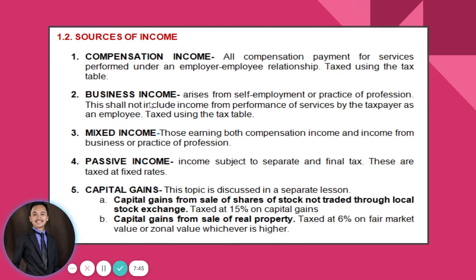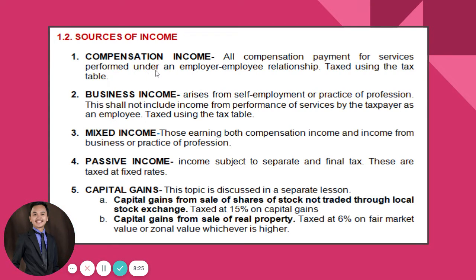We also have business income. So business income arises from self-employment or practice of profession. This shall not include income from performance of services by the taxpayer as an employee. Okay, so business income includes first, income from operation of business, and second, income from practice of profession. So, practice or rendering of service of your profession. For example, if you are a CPA, a lawyer, or an engineer providing professional services towards your client, that will be considered as business income or professional income.